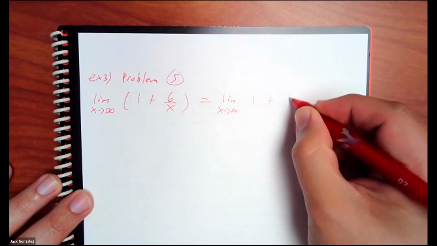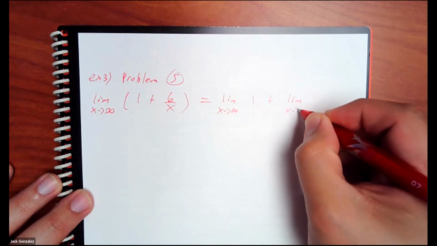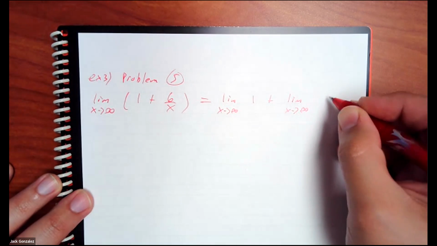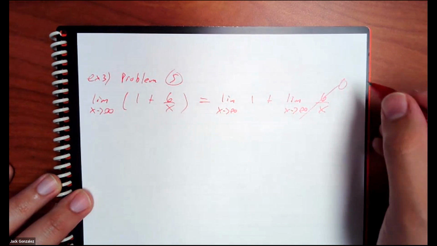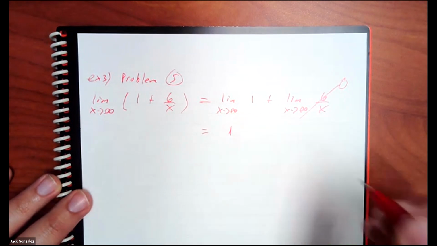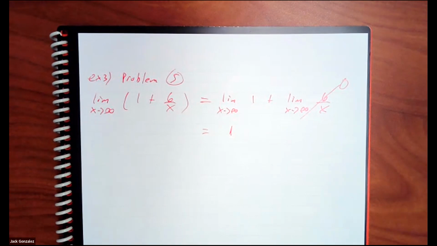And you can separate these. That's a property of limits, and do them separately. So this goes to 0 and that's just a 1, right? So don't forget that you can use those rules. You can also pull numbers out in front of the limit if you need to.